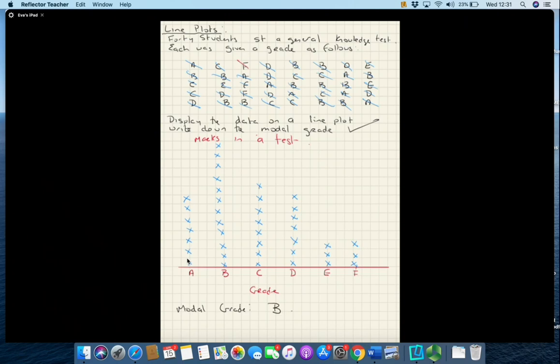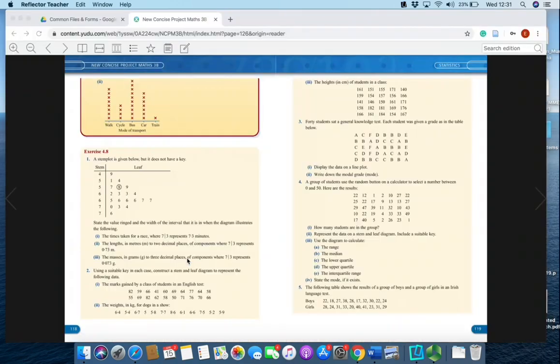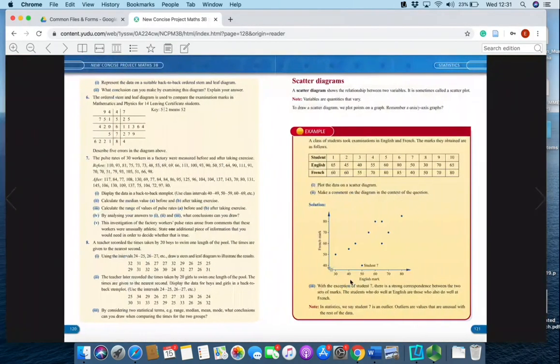So not hard once you know what a line plot is. Make sure you know how to do them. Okay, so yeah, I think that's enough.